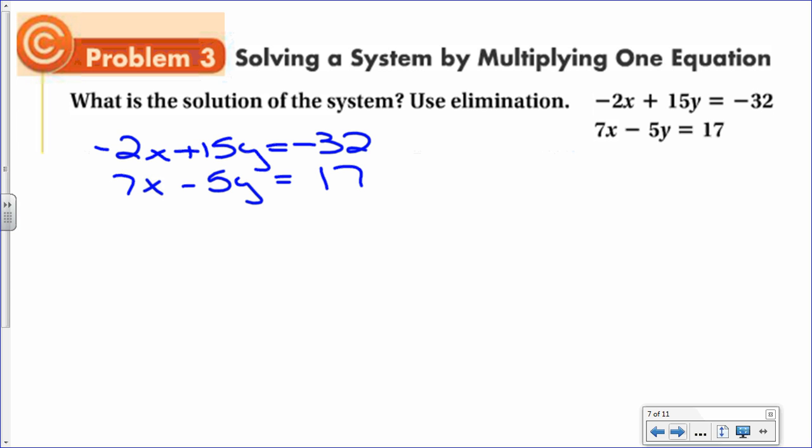Okay, so I look at the variables, making sure they're aligned. I have the x's on top of each other vertically, so are the y's, and I have the equal sign with my constants at the end. The x's don't eliminate, and neither do the y's. So now you just have to think, how can we get them to eliminate using multiplication?